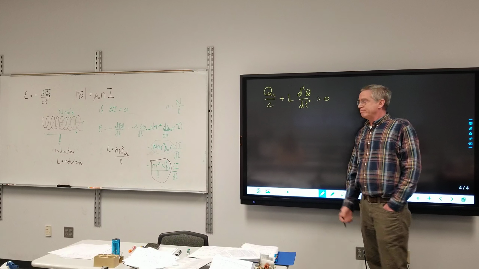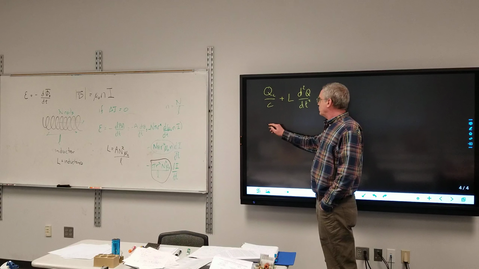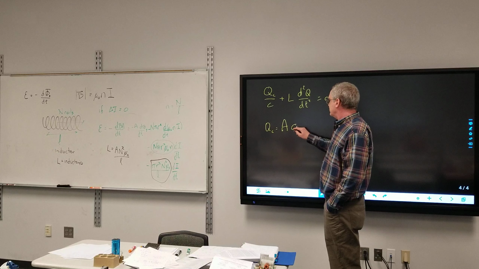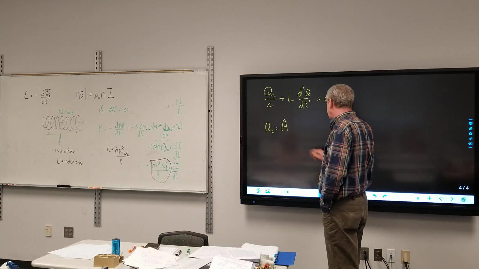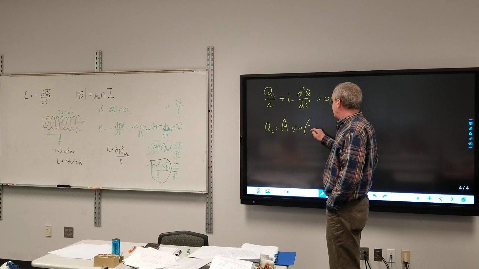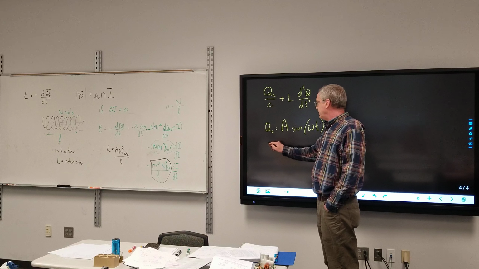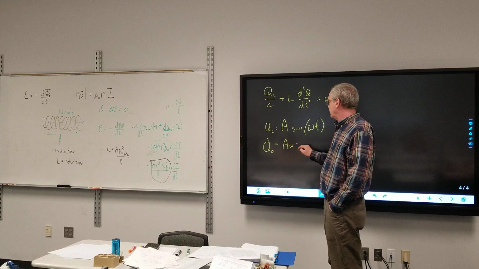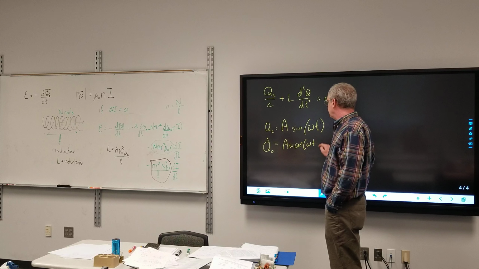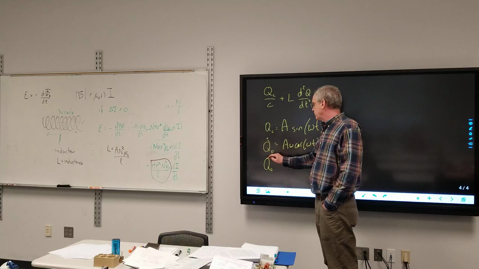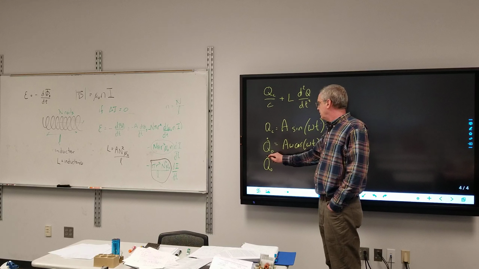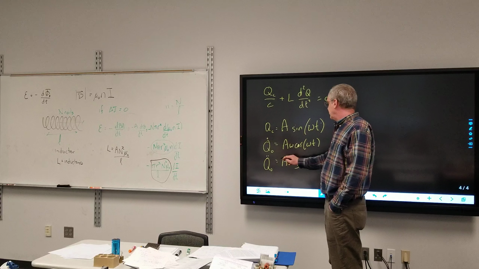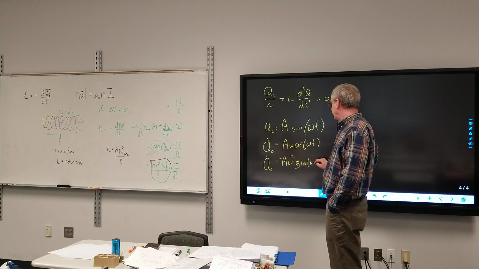Say it again? Sine. That works. So if I let Q_C equal some amplitude A times the sine of omega t, then the first derivative with respect to time is A omega cosine omega t, and the second derivative with respect to time is negative A omega squared sine omega t.